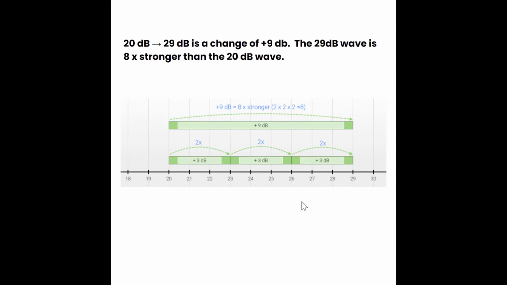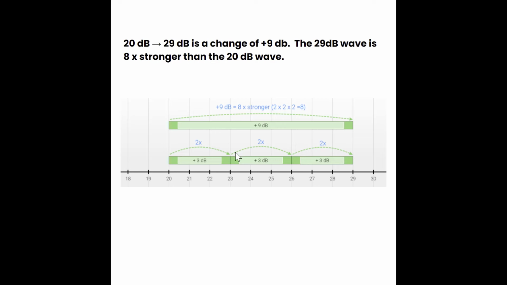Let's look at another example. Now we have increased the decibels to 29. So again, we start at 20. The first 3 decibel increase means the wave doubled once. The second 3 decibel increase means a second doubling. And the third 3 decibel increase means a third doubling. So 2 times 2 times 2 equals 8, which means that by increasing from 20 decibels to 29 decibels, we have made the new intensity 8 times stronger.